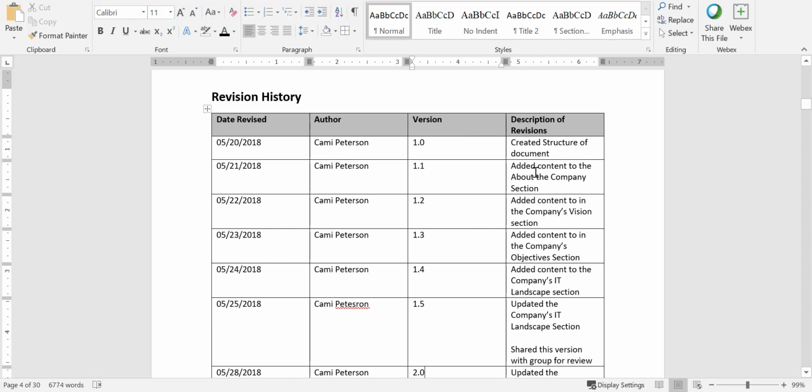Did you create it? Did you add to it? Did you update it, etc., to the different sections? This is really going to help your instructor understand the revisions that your group has done for your business case. And your revision history is something that you should continually update throughout your group project.